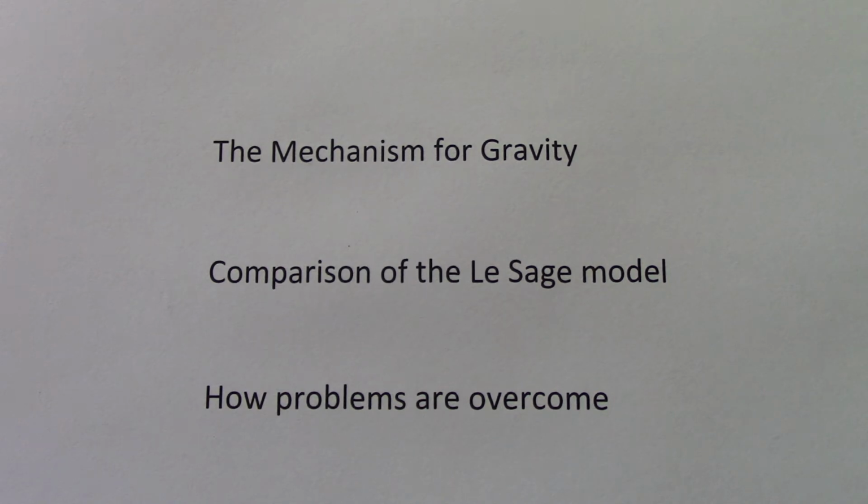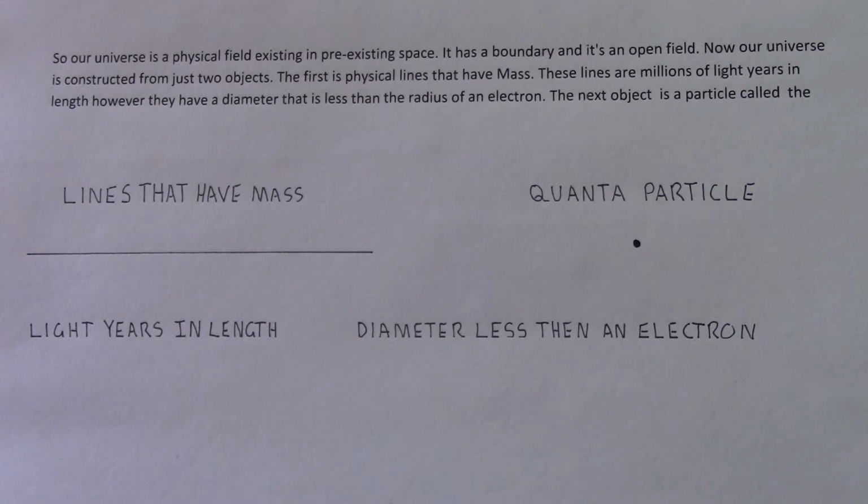But first, to properly understand how gravity works, we need to understand what the universe is and how it works. So our universe is a physical field existing in pre-existing space. So it has a boundary and it's an open field. Now, our universe is constructed from just two objects.